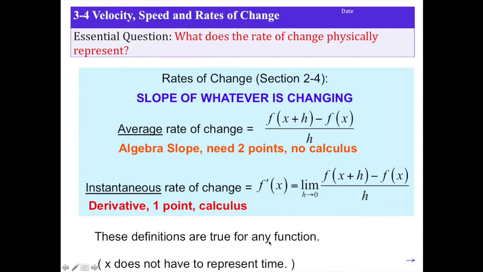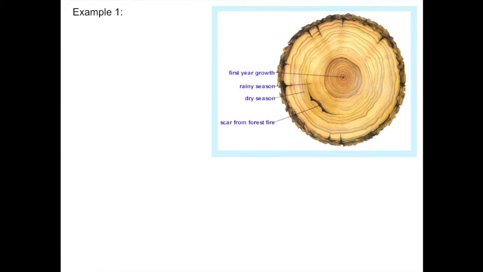When we talk about the rate of change, x does not always have to represent time. It could represent some other quantity. So we're going to look at some examples. In this example, we're looking at the cross-section of a tree. When we look at a cross-section of a tree, we see these growth rings. We're at the first year at the center of the tree, a little sapling.